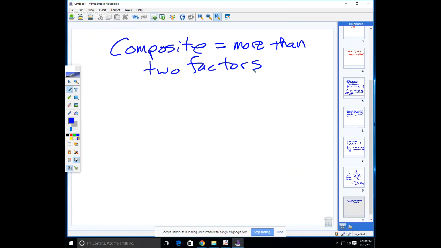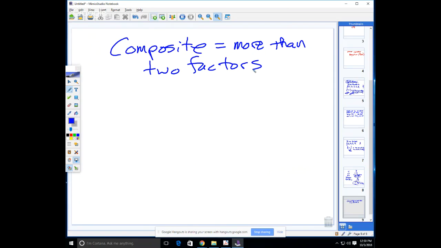So 4 would be composite, right? 6 would be composite. 10 would be composite. But 1, it's not prime. It also isn't composite. It's just 1. It's its own category of number. Yeah. So one way to break the counting numbers into different groups would be to say, well, you got 1, you got prime numbers, and you have composite numbers.